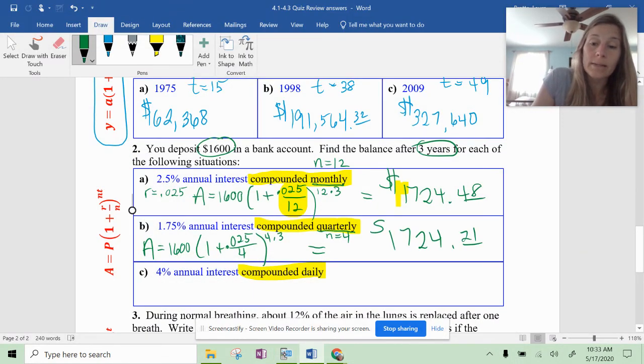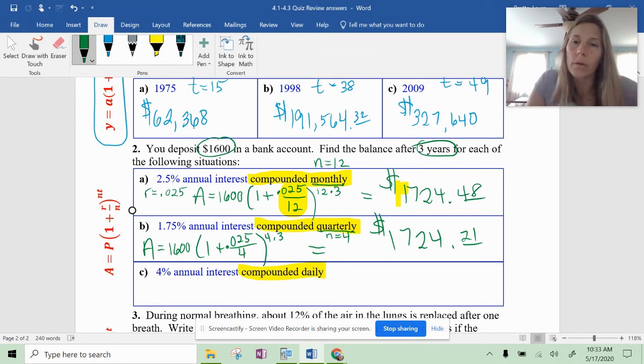Okay, so now it makes sense, because the more frequently the interest is compounded, the higher your money will go up. So if this is compounded monthly, that meant you got it 12 times in the year instead of 4. That's why that's a slightly higher amount. So the cents value is important for these. So don't just round everything to 1724. Make sure you're looking at the cents as well.